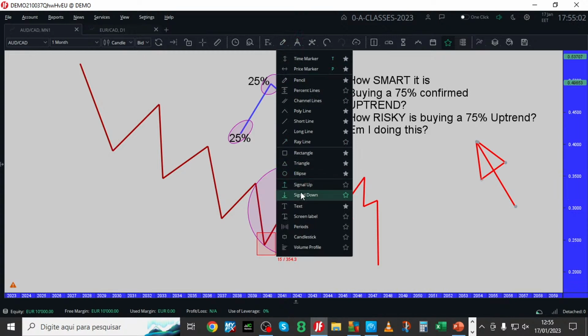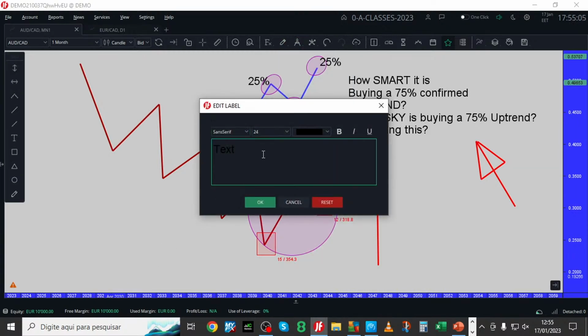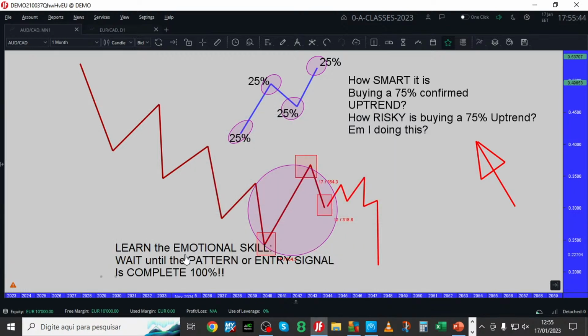But if you are trading to make money consistently, learn the emotional skill. Brazilian guy talking English, learn the emotional skill. Wait until the pattern or entry signal is complete 100%. Isn't this great information, everybody?